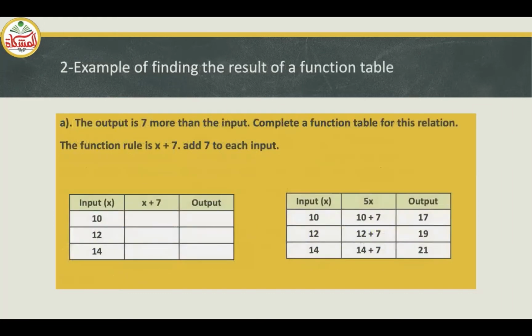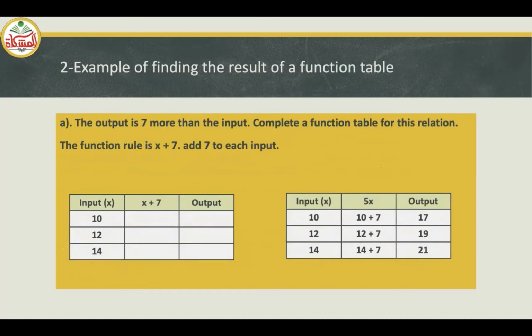2. Example of finding the result of a function table. The output is 7 more than the input. Complete a function table for this relation. The function rule is x plus 7. Add 7 to each input.